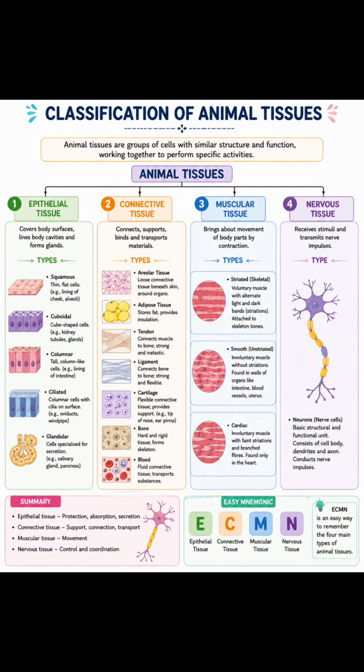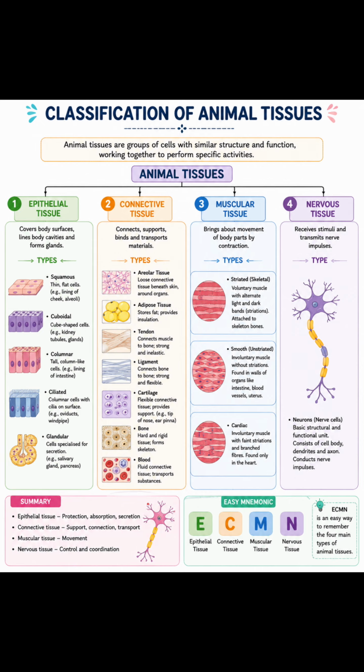Next is muscular tissue. It is bringing about any kind of contraction in our body muscles. It can be of three types, that is striated, smooth, and cardiac muscular tissues. Next is the nervous tissue, which is the neurons. It is transmitting the impulses to our body, and it is also taking the stimulus from the environment.